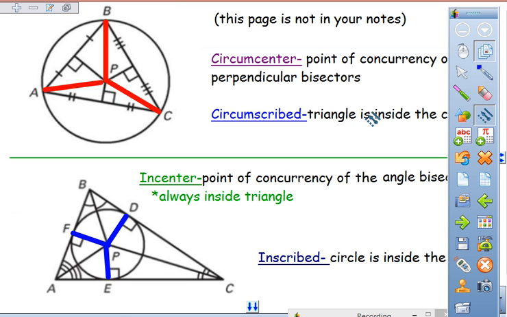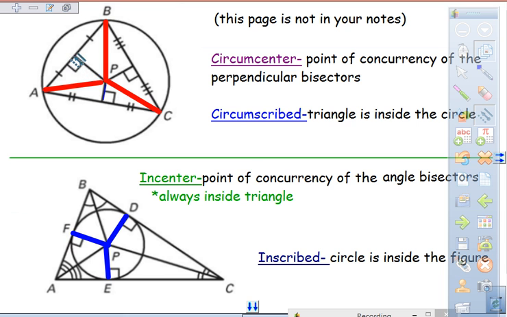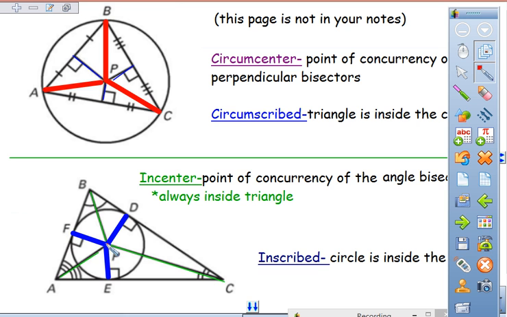So if I were to draw midpoint perpendicular, midpoint perpendicular, midpoint perpendicular, all these red lengths are going to be the same because they would be the radii of this circle. The incenter is made of angle bisectors. So if I bisect the angle, and bisect the angle, then I come up with this point of concurrency in the middle here. So then our distances to the edge, distance to the edge, distance to the edge, those are all going to be congruent. And this is an inscribed circle.